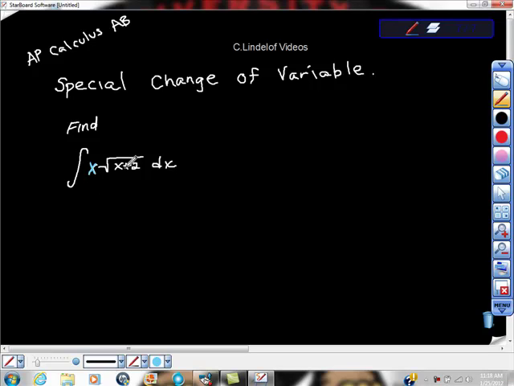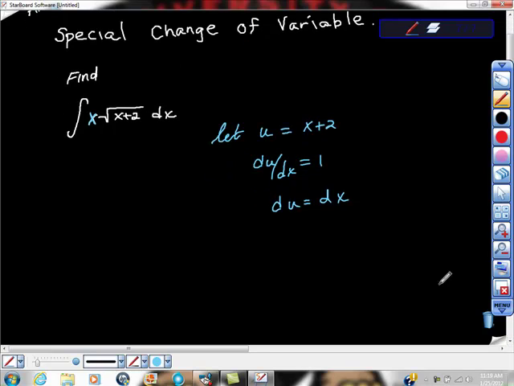But here we know that the derivative of x plus 2 has absolutely nothing to do with x. So we're going to start down the same path that we usually use, and we're going to say let u equal x plus 2. And we're going to solve for du dx, the derivative, and of course the derivative of x plus 2 is 1. So multiplying both sides by dx, du is dx. Let's see where that takes us.